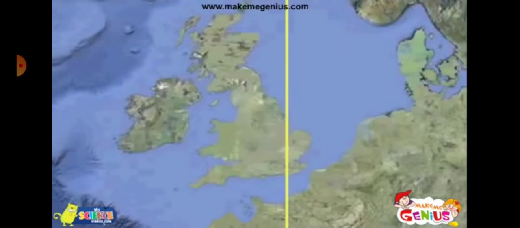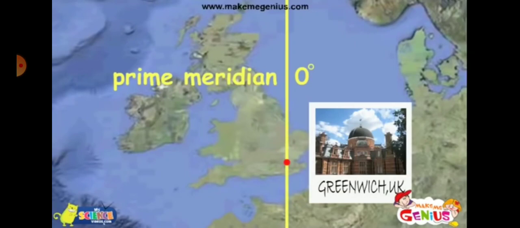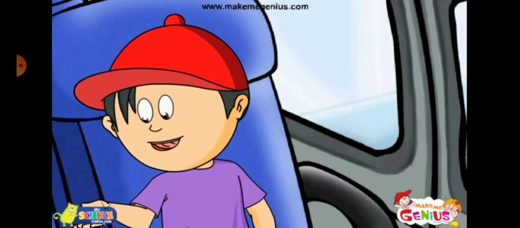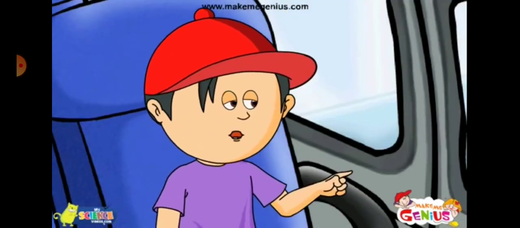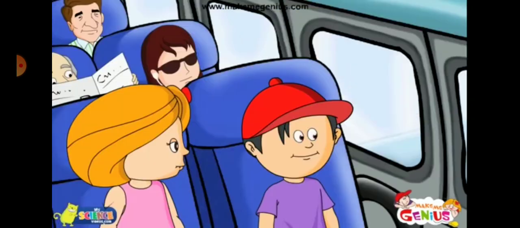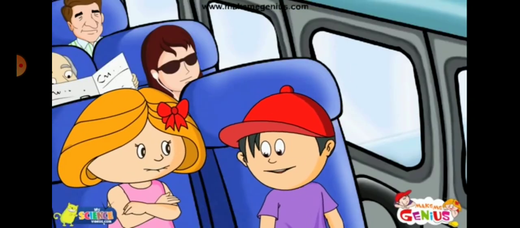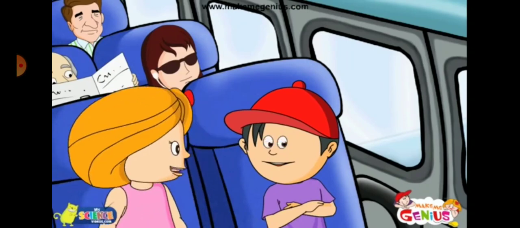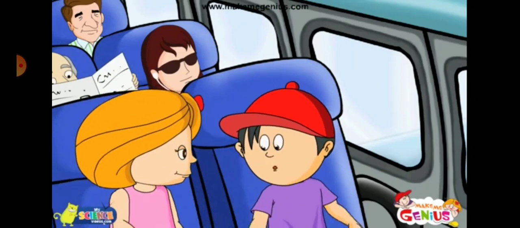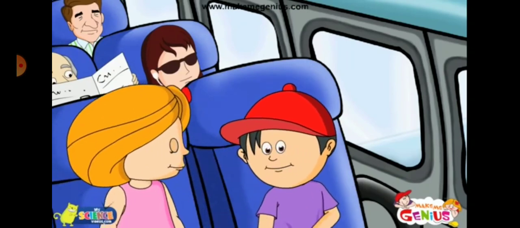Okay. Do you know that the 0-degree meridian passes through the Royal Observatory in Greenwich, England? I did not know that. Next holidays, I am going to Greenwich. But remember, these are imaginary lines and you cannot actually see one. Well, thank you for reminding me.